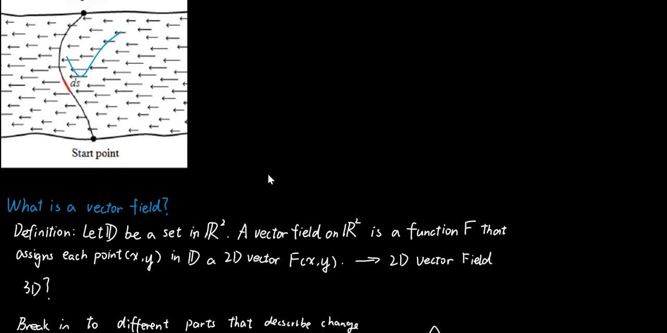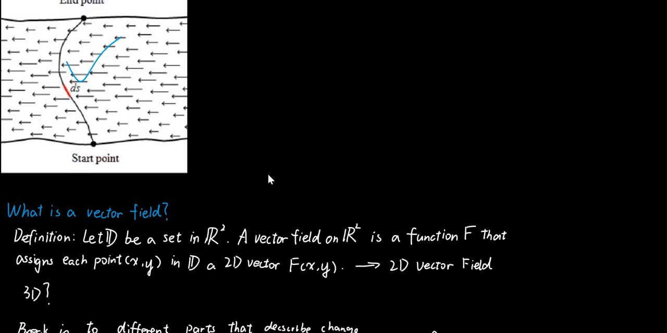Well, here's the definition of a 2D vector field. Let D be a set in R squared, where R squared is a plane region. A vector field on R squared is a function F that assigns each point in D a 2D vector F.